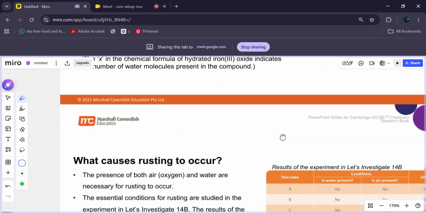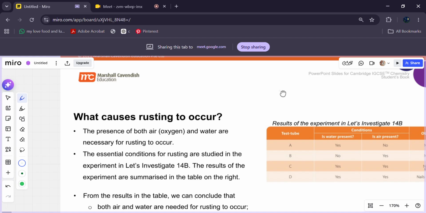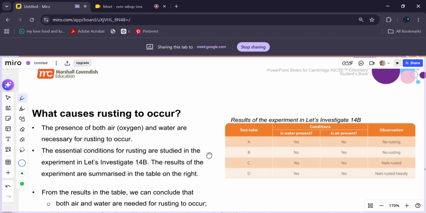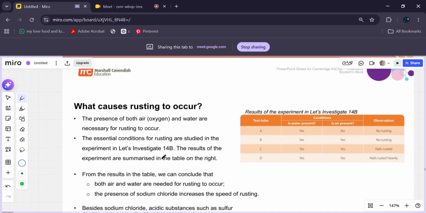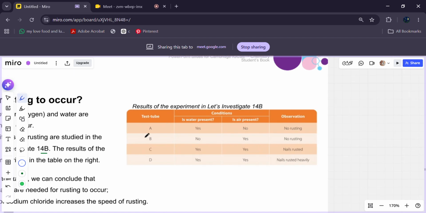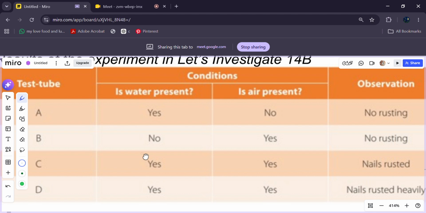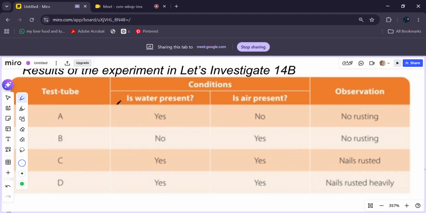So, what causes rusting to occur? The presence of both air, which is oxygen, and water are necessary for rusting to occur. The essential conditions for rusting are studied in the experiment of Let's Investigate 14b. The results of the experiment are summarized in the table. So we have 4 test tubes, and they have different conditions.